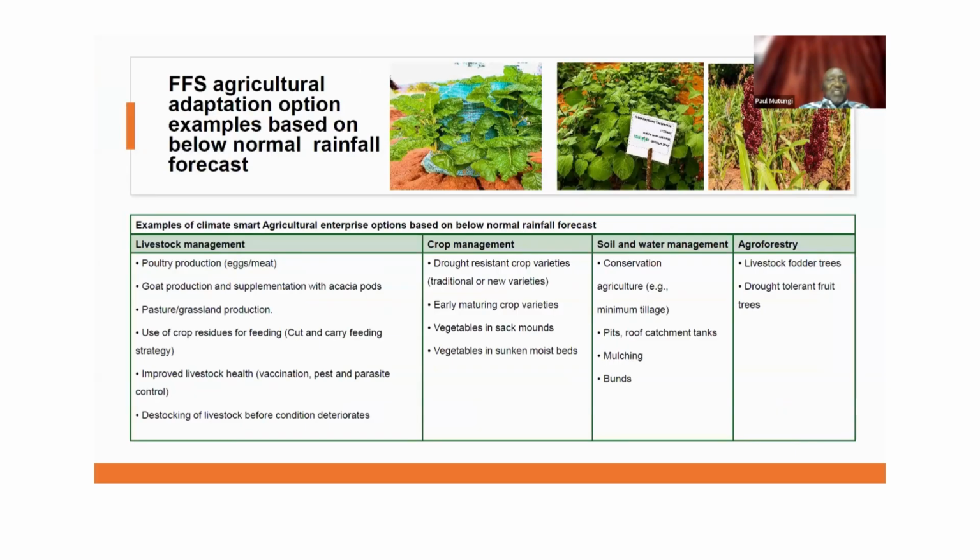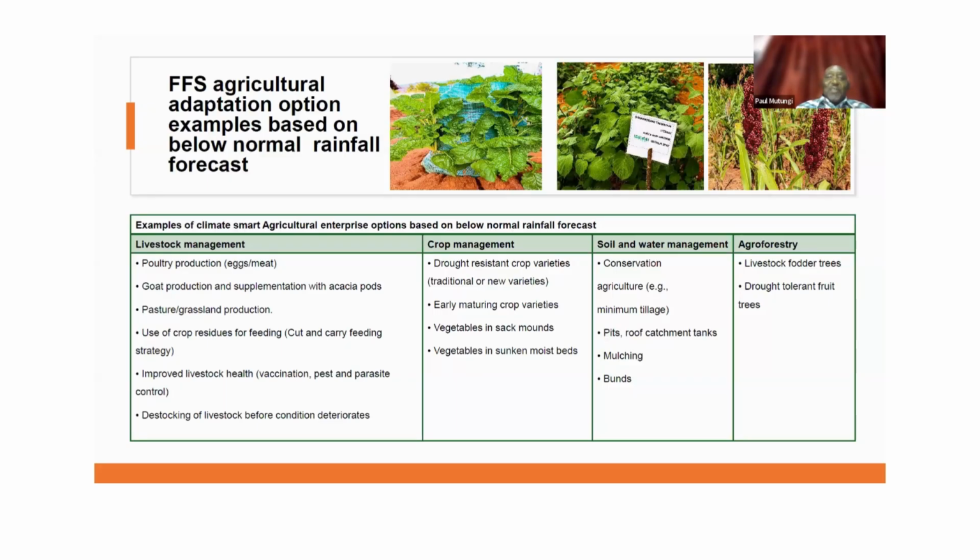I want to just show, for example, in FFS, once you have the preparatory phase, you have to prepare yourself based on the climate information that you've had. You've got to start preparing. You have got to know the kind of adaptation options that you are going to undertake. And here I'm just giving an example of a climate smart agricultural enterprise option based on below normal rainfall. You heard our colleague talking about below normal, which means the rainfall will not be very good. So what kind of options are you going to do? I have mentioned them here. In livestock, you can see what you do. In crop management, I have mentioned some of the things that we can do in soil and water management and agroforestry.